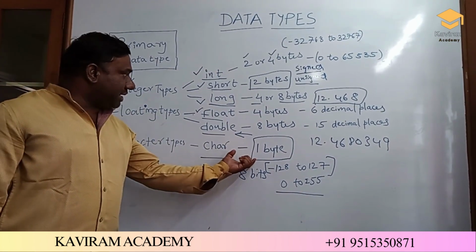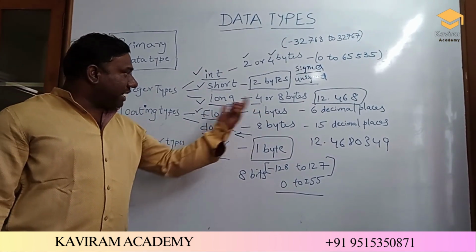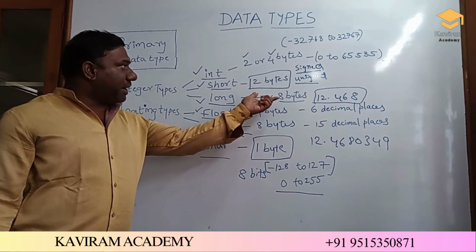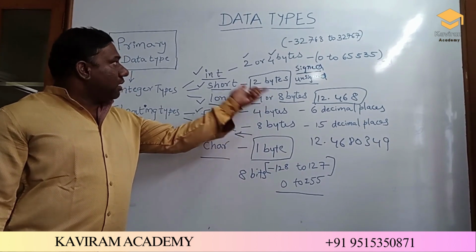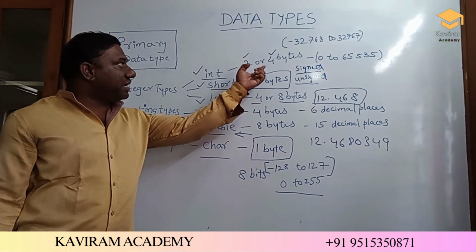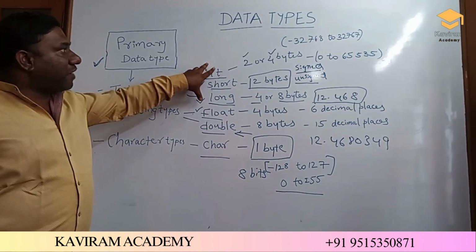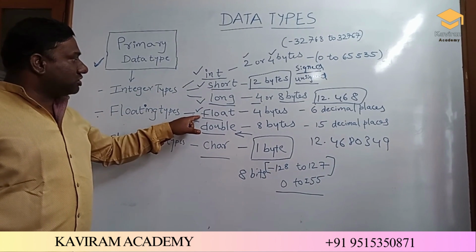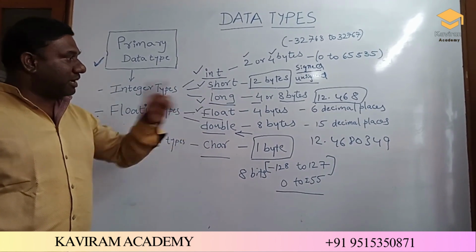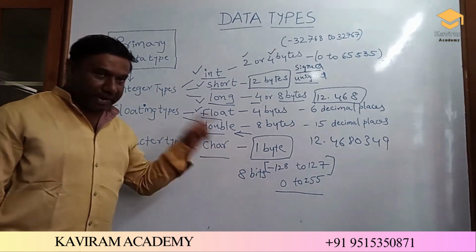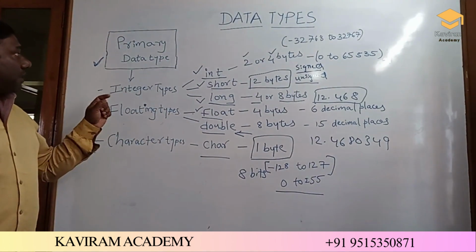Character takes 1 byte, float takes 4 bytes, double takes 8 bytes, long 4 or 8 depending upon your operating system, short takes 2 bytes, and integer takes 2 or 4 bytes. Integer values are stored using int, decimal values are stored using float or double depending upon the decimal places, and characters are stored in char, which takes 1 byte. So this is about primary data types.